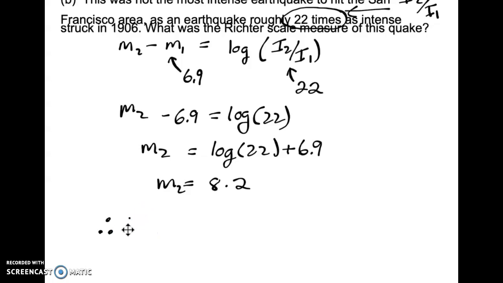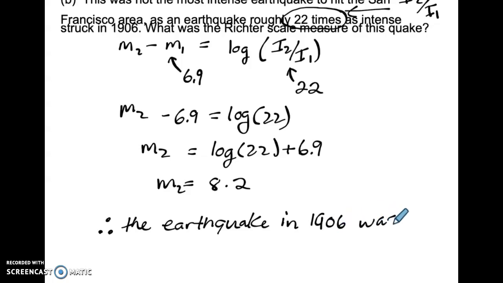So therefore, the earthquake in 1906 was 8.2 on the Richter scale.